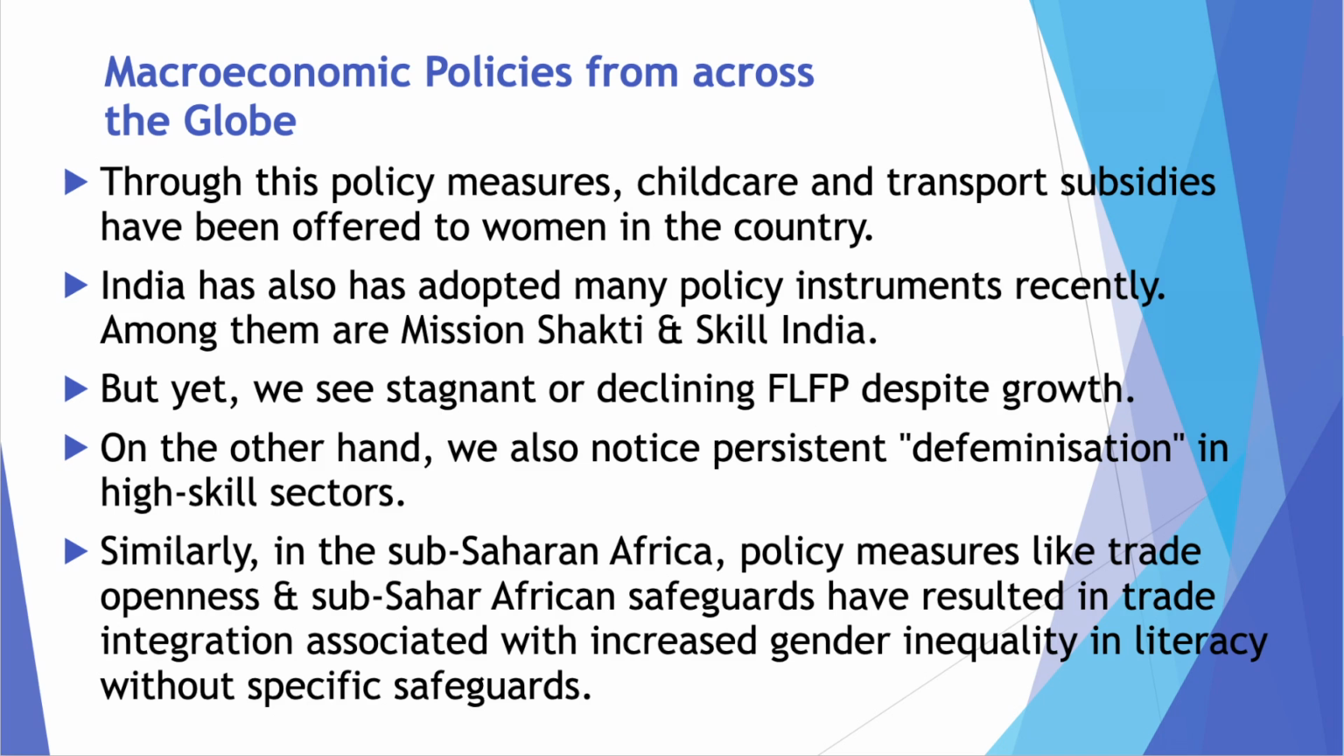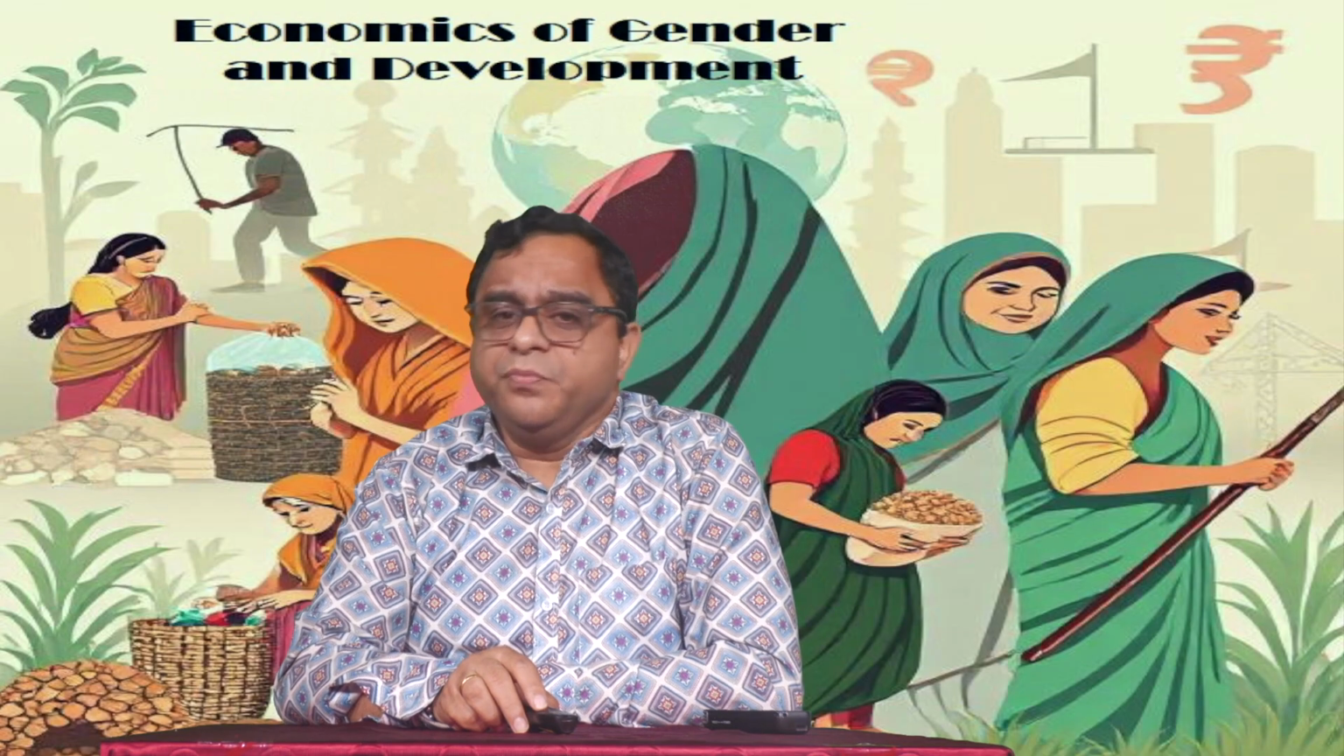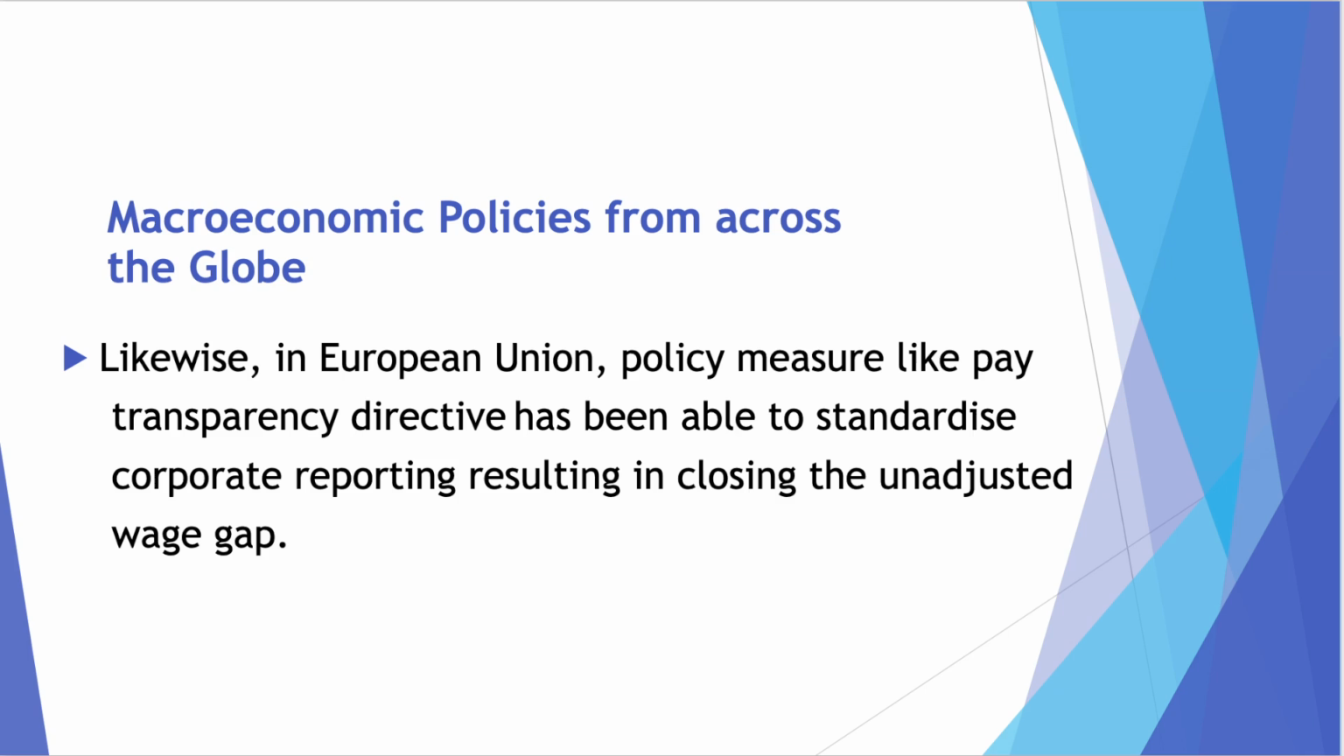Similarly, in sub-Saharan Africa, policy measures like trade openness and sub-Saharan African safeguards have resulted in trade integration associated with increased gender inequality in literacy without specific safeguards. Likewise, in the European Union also, policy measures like the Pay Transparency Directive have been able to standardize corporate reporting, resulting in closing the unadjusted wage gap.